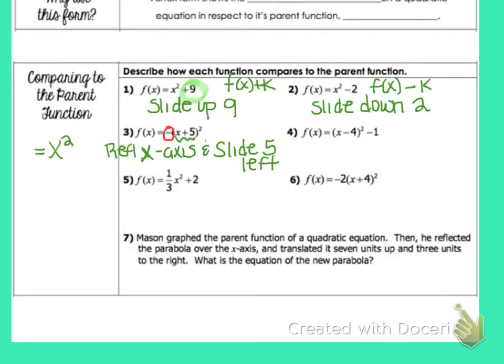Let's go ahead and do number 5, and we'll leave 4 and 6 for you try questions. On number 5, what's been changed here is there's a 1/3 being multiplied by the x squared. And remember that multiplying by a value between 0 and 1 causes a vertical compression. So this is going to be a vertical compression of factor 1/3. And the plus 2 off the end is applying that rule, f of x plus k. So in other words, this is going to be a slide up 2.